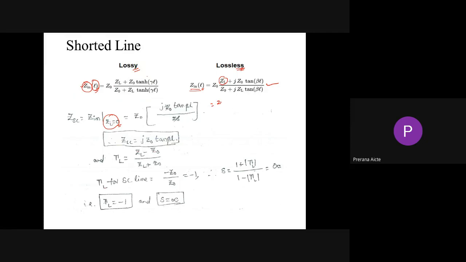Therefore, this equals Z naught into Z of L, which is 0, plus j into Z naught tan beta L, whole divided by Z naught plus j into Z of L, where Z of L equals 0. So Z naught cancels, and it becomes j Z naught tan beta L. Therefore, the short circuited impedance is j Z naught tan beta L, where Z naught is the characteristic impedance, beta is the phase constant and L is the length of the transmission line.